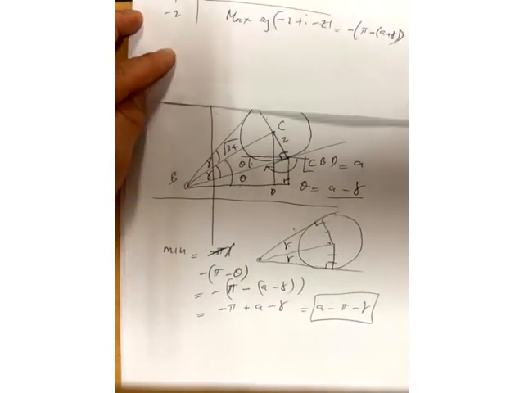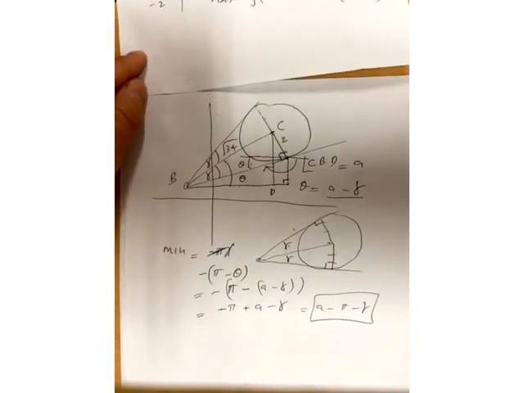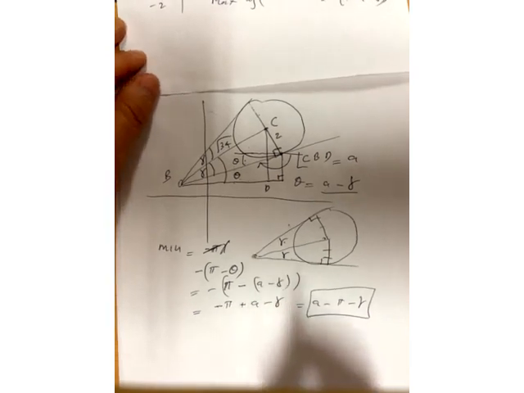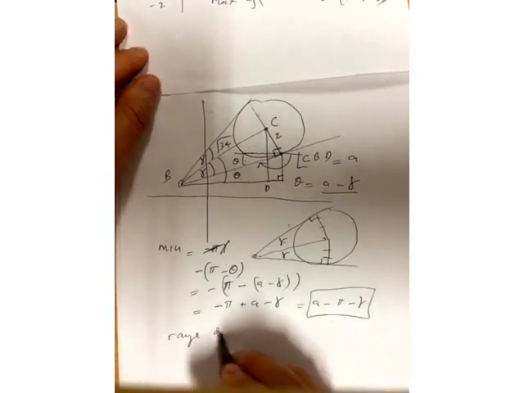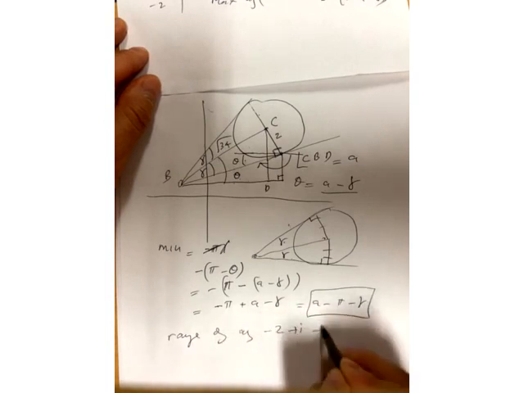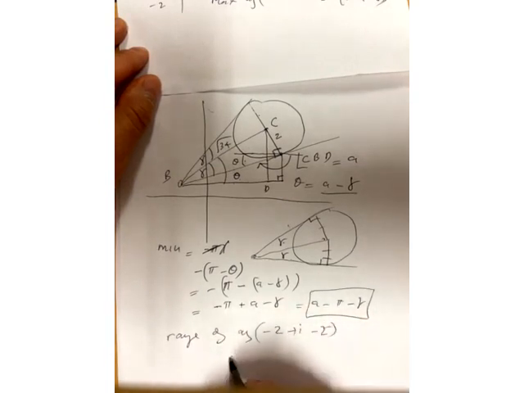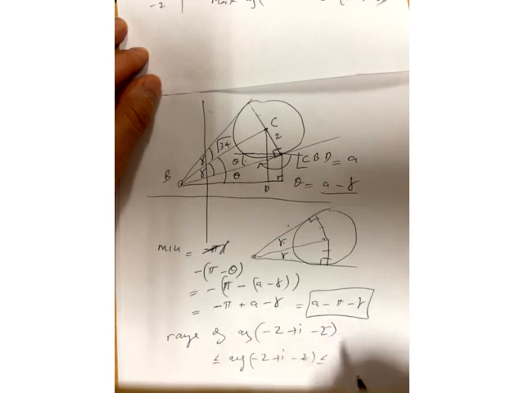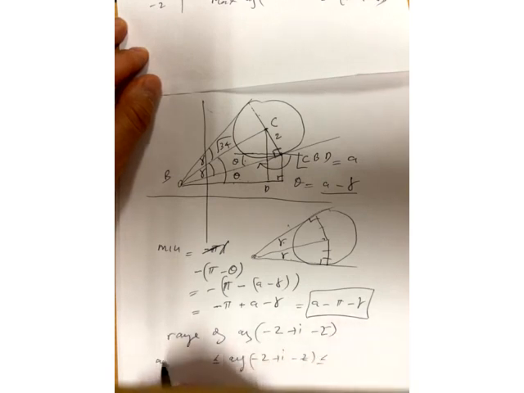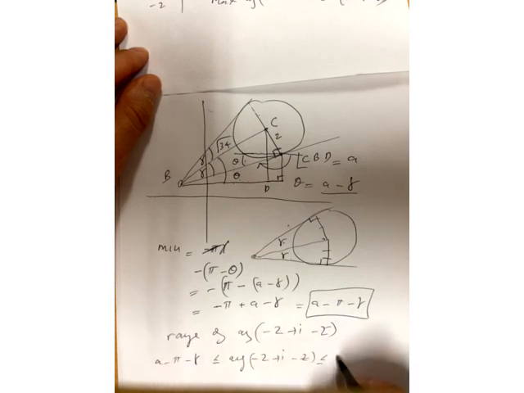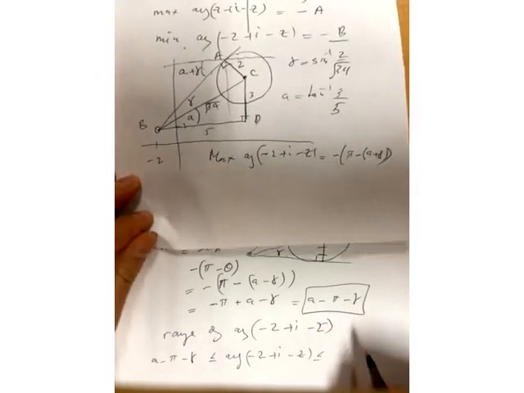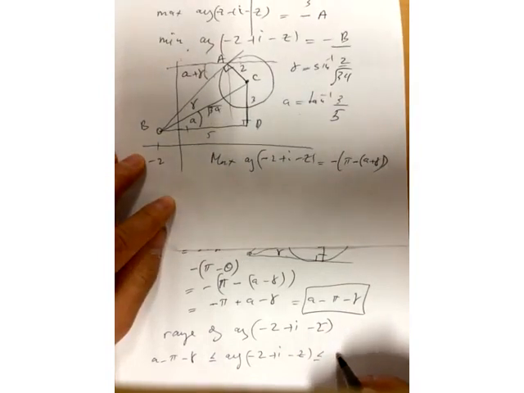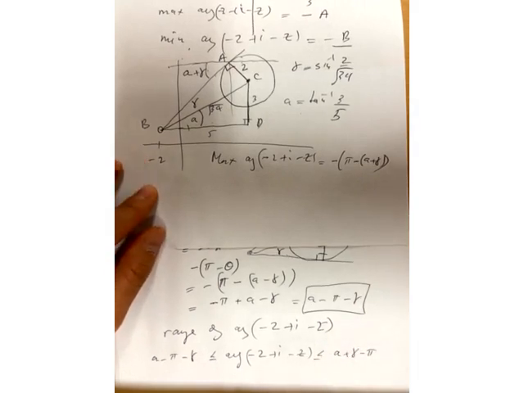And that is why that's the hardest and longest question they can ask you. They can ask you max or min. Oh, by the way, I haven't answered the question. So the range of the argument of minus 2 plus i minus Z lies between the minimum and the maximum. So the minimum is A minus pi minus gamma, and the maximum, you found it here, was A plus gamma minus pi. And that's your max and your min.